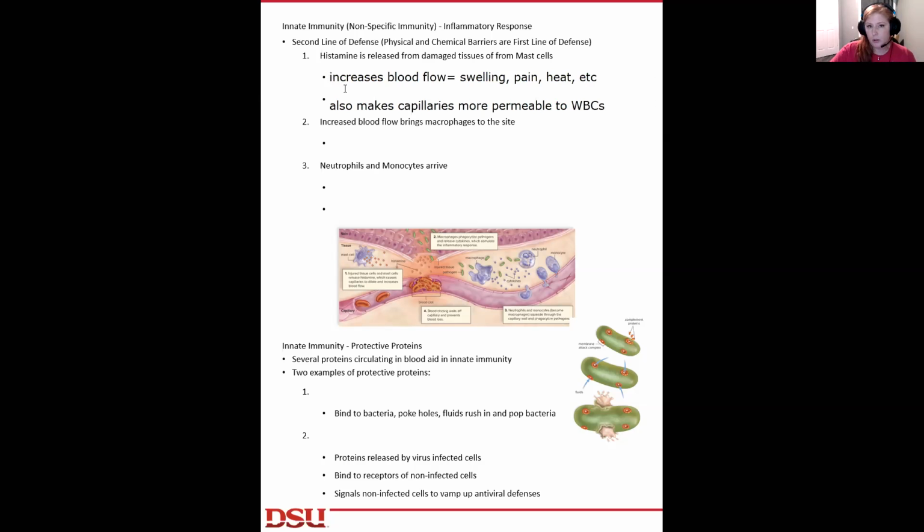And then this increased blood flow that results brings in our macrophages, which if you remember are big eaters. They engulf foreign particles. Then we have neutrophils and monocytes. Again, monocytes mature into macrophages. We have them arrive at the site as well, and they are going to also do their part. So they're going to engulf some of those invaders as well.